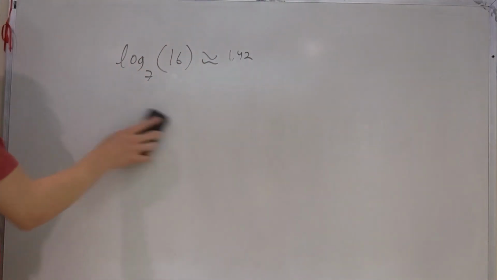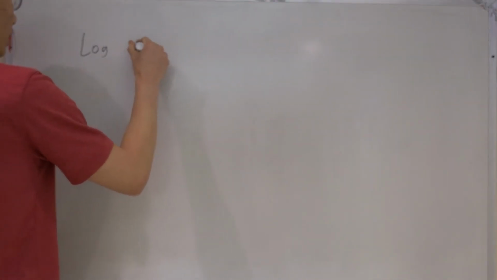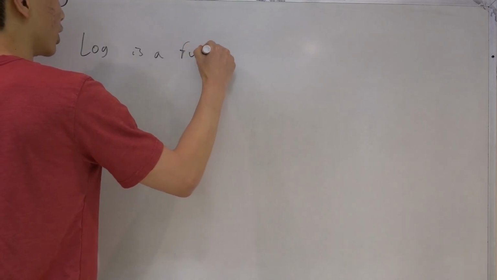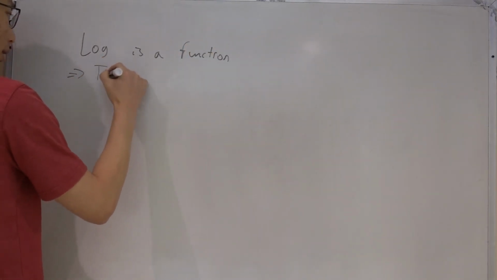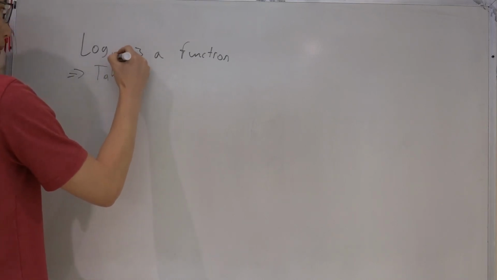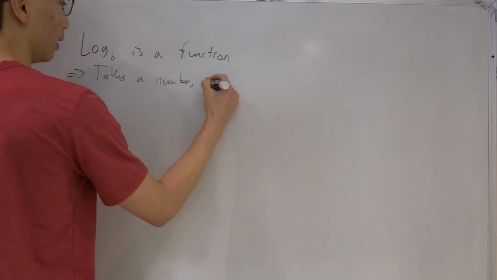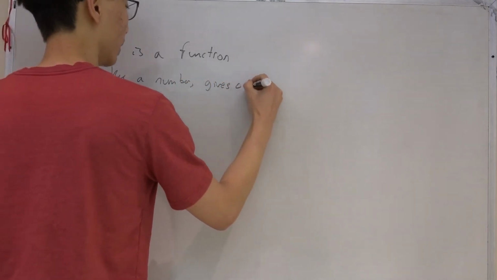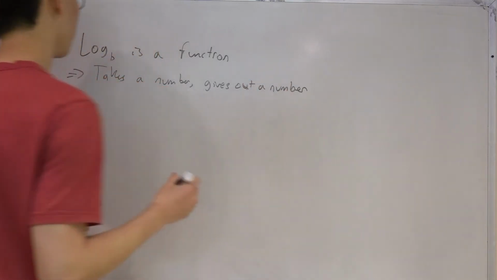So I really want to emphasize that the logarithm is not an operation, it is a function. The logarithm is a function, right? And recall what a function means. It has an input. I should maybe put log b. It takes a number and gives out a number, right?